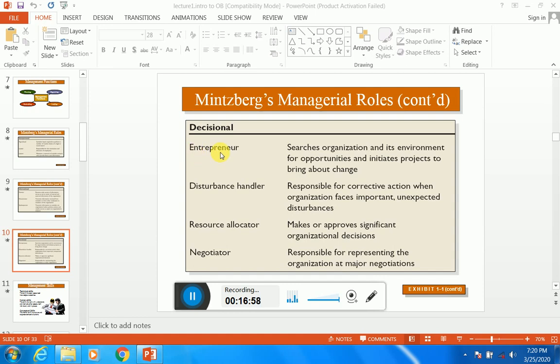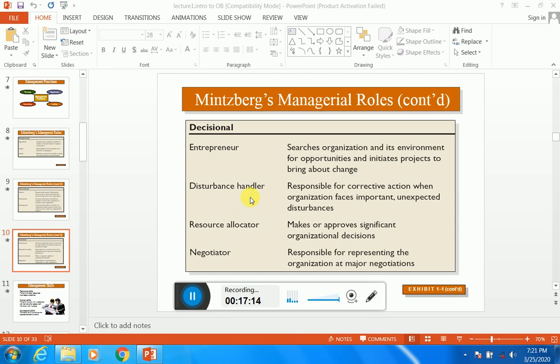An entrepreneur looks for new opportunities for the organization, like extending the business. Such activity of the manager is simply known as your entrepreneur. Next is disturbance handler.